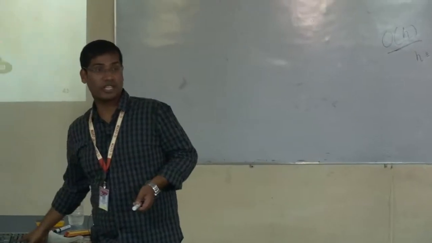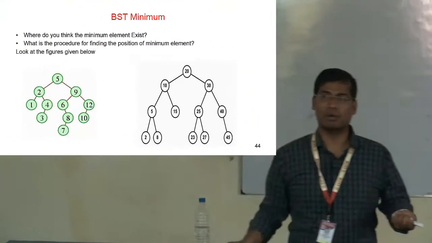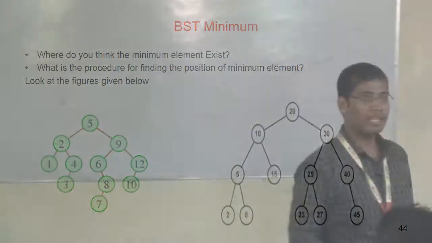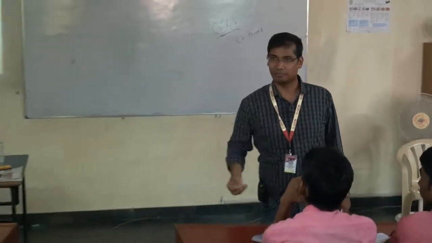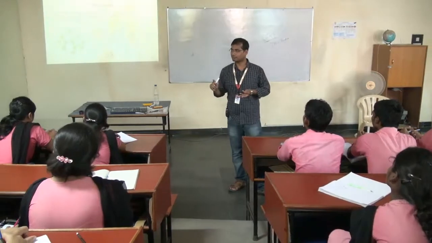This is easy. Now what is the next operation? Finding minimum and maximum. I will do one, because it is the same thing for maximum. So I will find the minimum element in the tree. Now look at both the trees and tell me, where do you think the minimum element exists? Leftmost last. Okay, leftmost last.